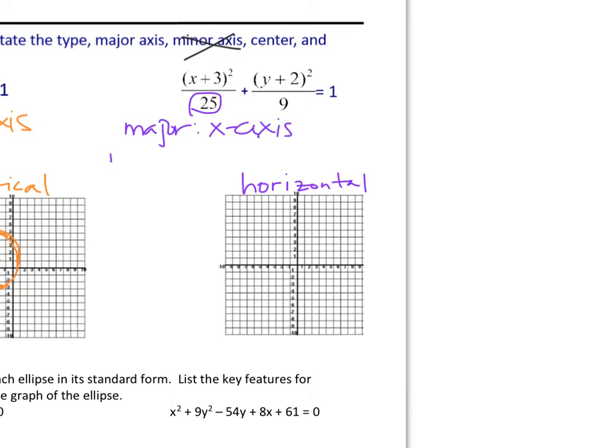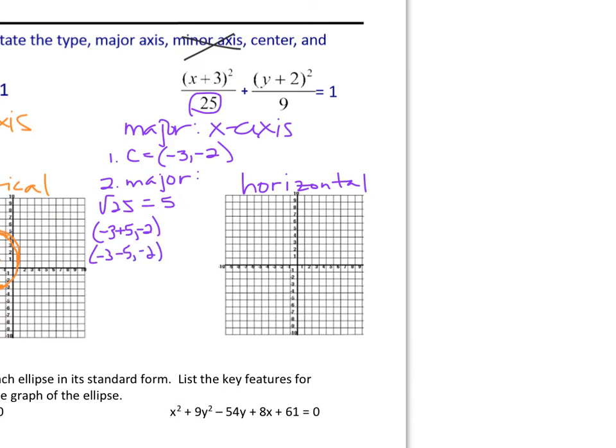So our center, remember we're going to do the opposite sign of our parentheses. Notice we have x plus 3 and y plus 2. That will make our center (-3, -2). And since our major axis is the x-axis, to get our major vertices, the square root of 25 is 5. We're going to go 5 to the right and 5 to the left. So if we do -3 plus 5 and -3 minus 5, those will be our major vertices.